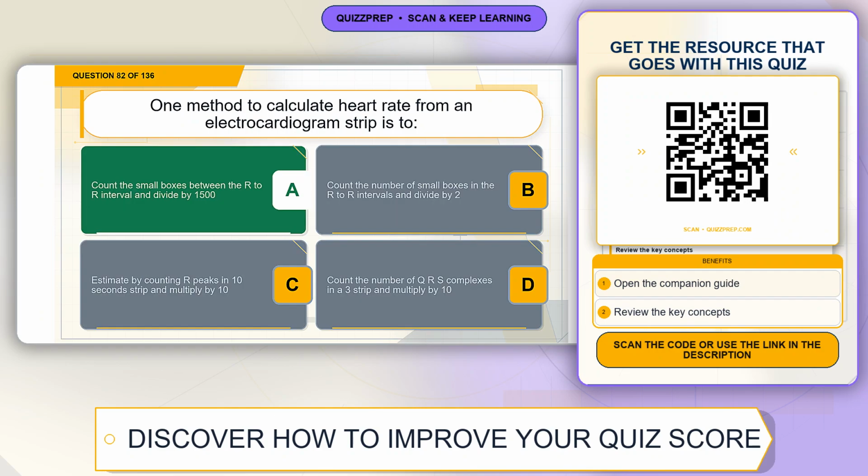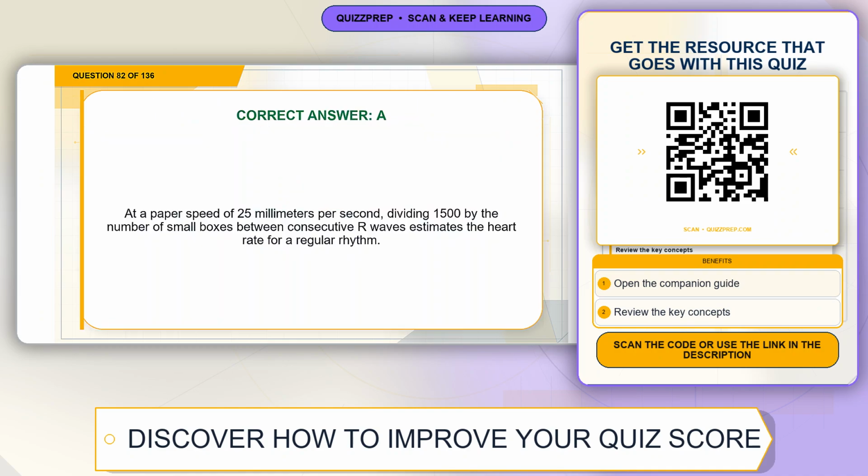The correct answer is option A, count the small boxes between the R to R interval and divide by 1,500. Explanation. At a paper speed of 25 mm per second, dividing 1,500 by the number of small boxes between consecutive R waves estimates the heart rate for a regular rhythm.